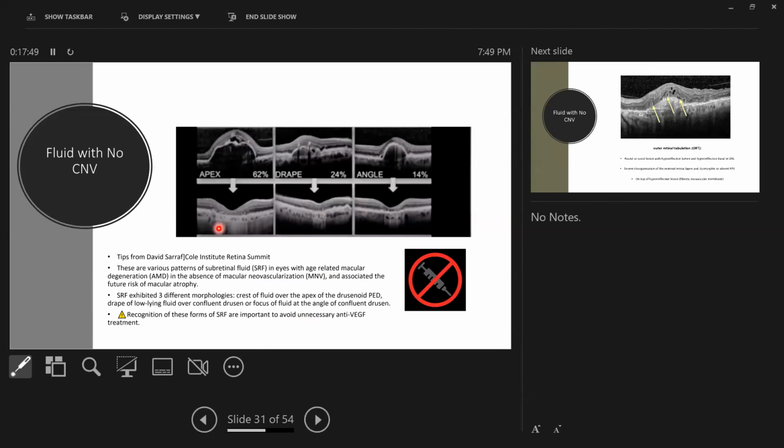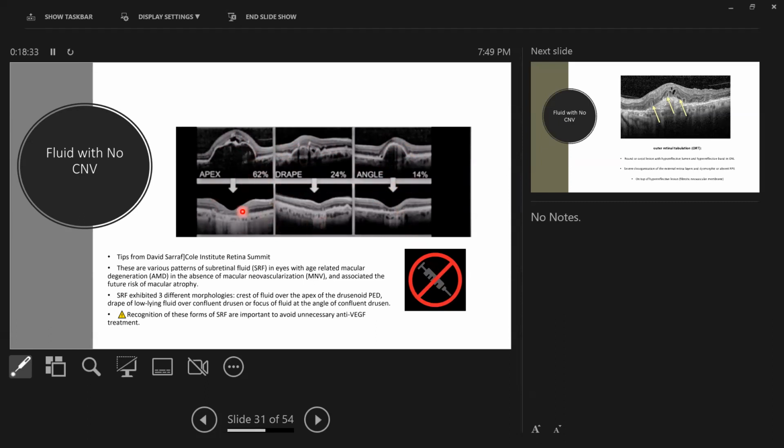Now, the most important thing is that not every case of RPE detachment means neovascularization. These are the three clinical types of detached RPE. The first type is the huge drusenoid RPE detachment with a pocket of fluid on the apex. The second type is the confluent drusenoid RPE detachment with a low drape of fluid above it. And the third type is the RPE detachment with a small pocket of fluid at the angle. These three clinical forms should not be given any kind of injection. Otherwise, you will end with atrophy.